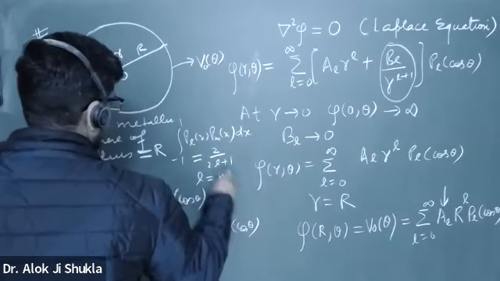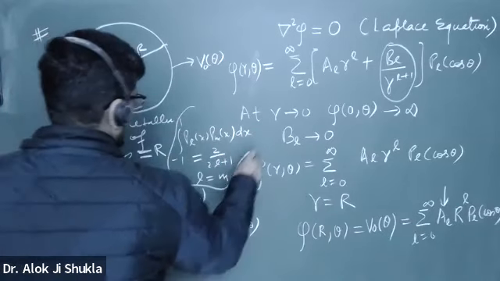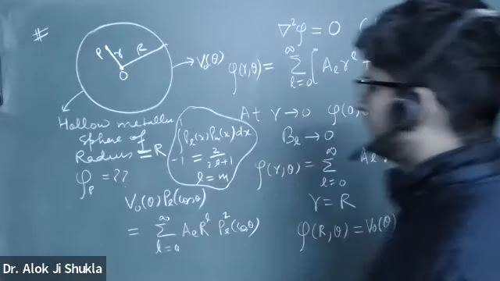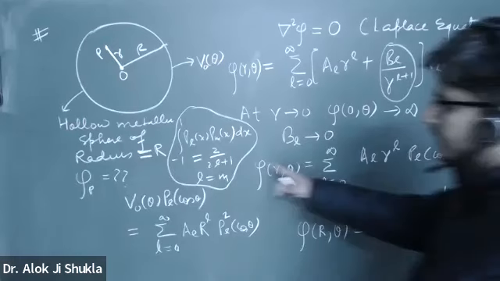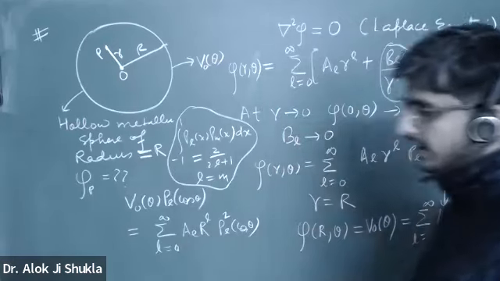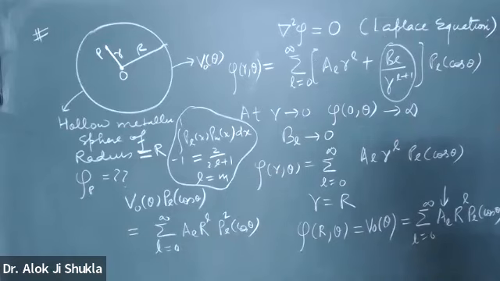Delta L M, equal to M. You can write Kronecker delta. So when both are equal, then you will get something. If they are not equal, you will not get anything. So after integration, we will get the value of A_L. Okay? So this is the general form.